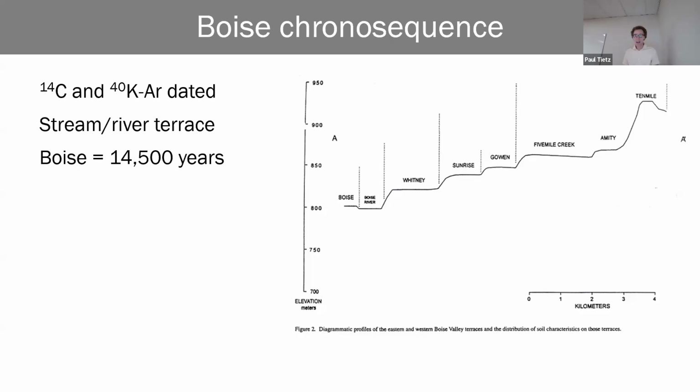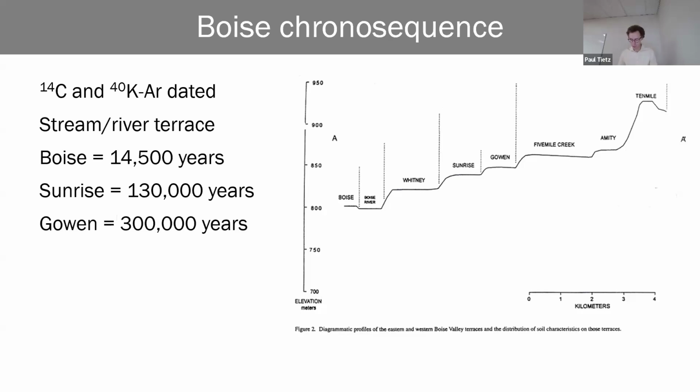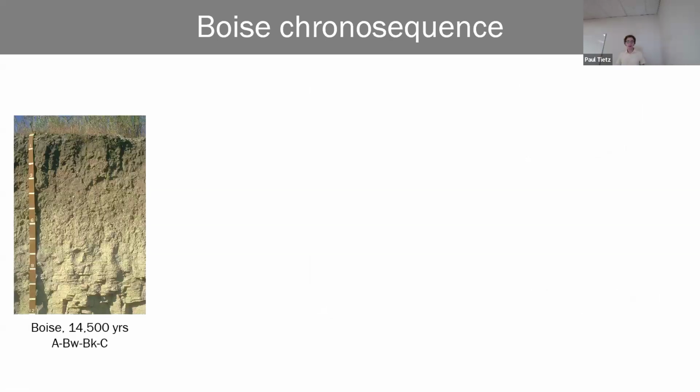And then as we gain elevation, as we go up these layers of the landscape, Sunrise Terrace is 130,000 years. Up by the airport, Gowen Field is 300,000 years. And then up to 10 Mile at the very top, up to 1.7 million years old, just carving through erosion, I suppose. And then if we dig a soil pit on each one, on the Boise bench, we've got a soil profile with this Bw and Bk starting to have B horizon development going on, a lot of calcium carbonate accumulation over a C horizon.